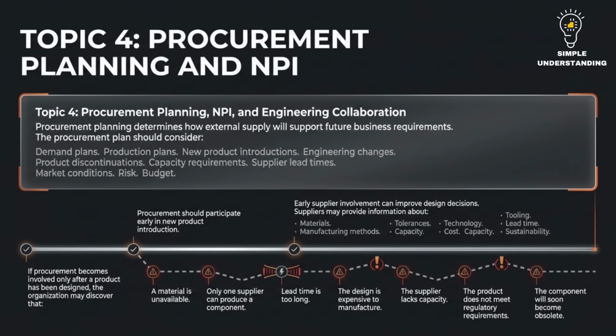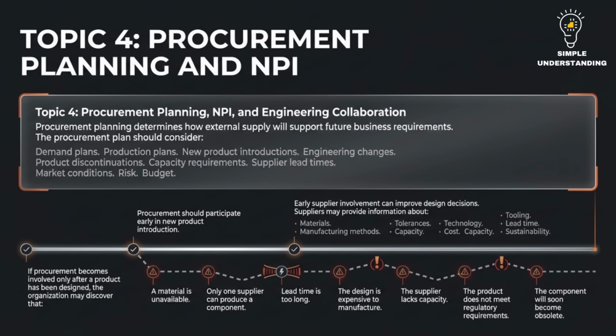Procurement planning determines how external supply will support future business requirements. The procurement plan should consider demand plans, production plans, new product introductions, engineering changes, product discontinuations, capacity requirements, supplier lead times, market conditions, risk, budget.